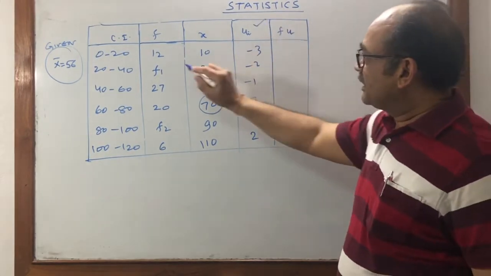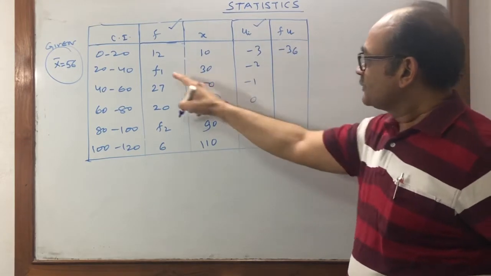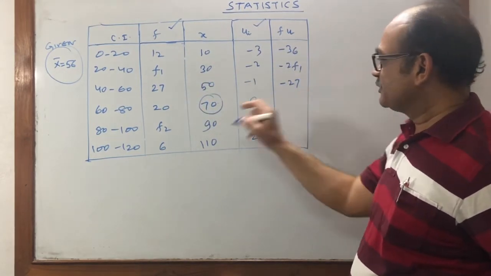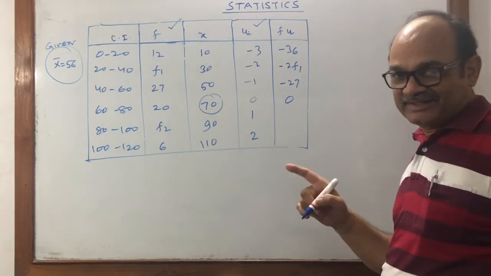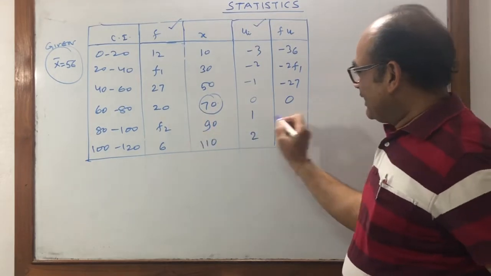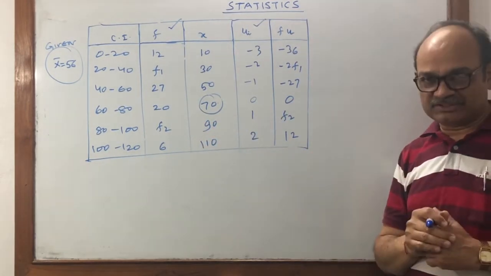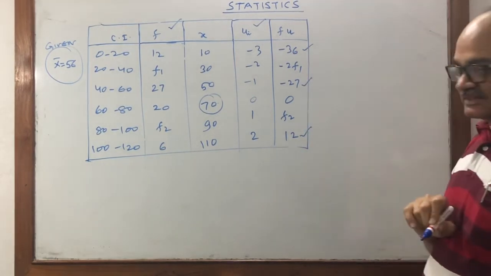This U column multiplied by F column. 12 into 3, F1, 2F1, 27, minus 27, 20 into 0, 0. Be cautious, don't write 20. F2 and 12. Now we have to add the numbers only first. So numbers are 12, 27, 36.